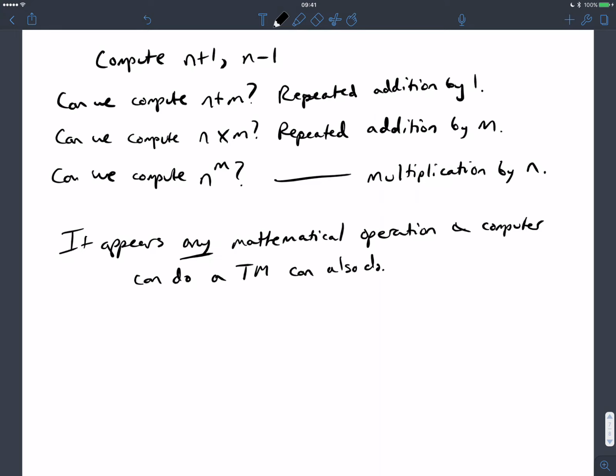I'm not saying at all that Turing machines are just as fast as computers, or just as efficient, or just as pretty as computers. All I'm saying is that they can do the same operations in a finite amount of time. Okay?